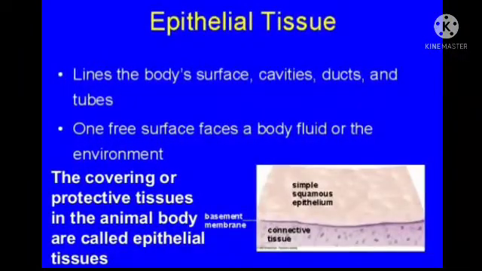Epithelial tissue lines the body surface, cavities, ducts, and tubes. One free surface faces a body fluid or the environment. The covering or protective tissues in the animal body are called epithelial tissues.